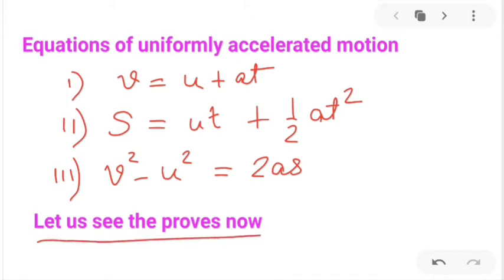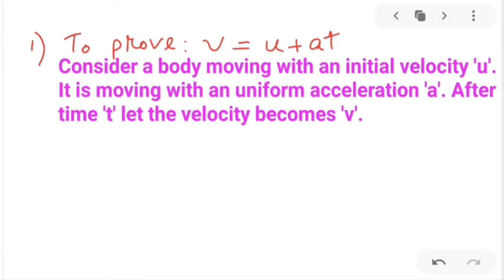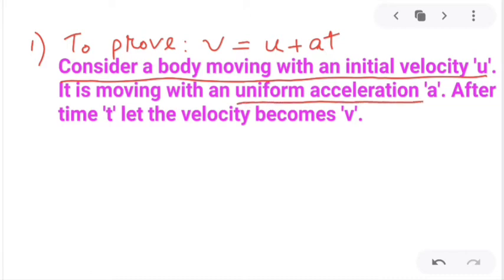For that, see number 1, we have to prove v equal to u plus at. Now see, consider a body moving with an initial velocity u. The acceleration of the body is supposed to be a. Then, since the body is moving with an acceleration, after time t its velocity will change to v, isn't it?